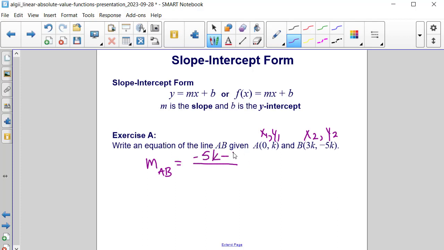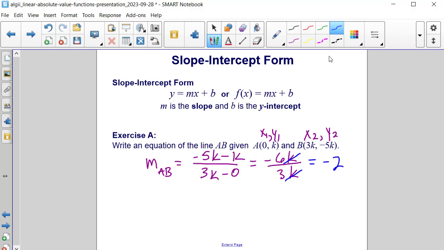over x2 minus x1. So that's -5k minus k over 3k minus 0. So we'll end up having -6k in the numerator, and in the denominator we will have 3k. We have a k in both the numerator and denominator, so they will cancel one another out. And then if we divide -6 by 3, it simplifies to be -2.